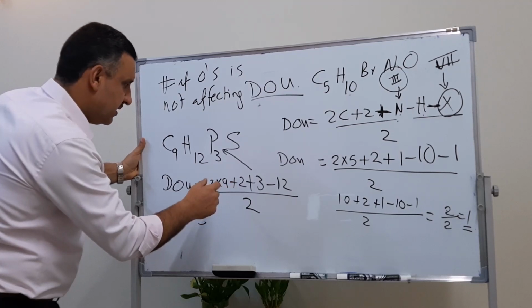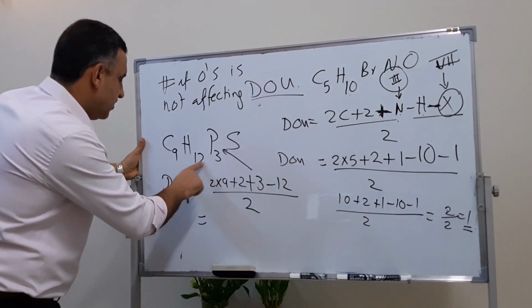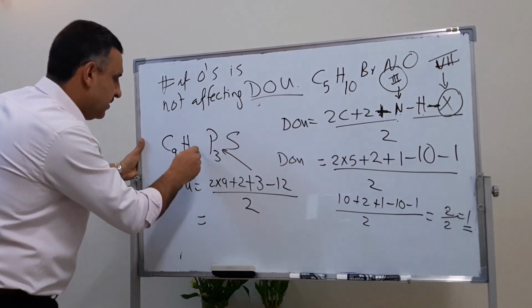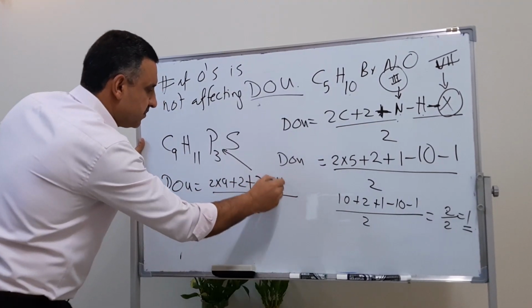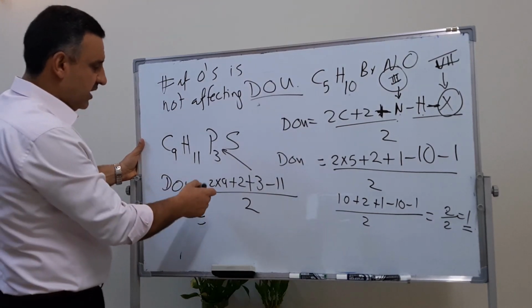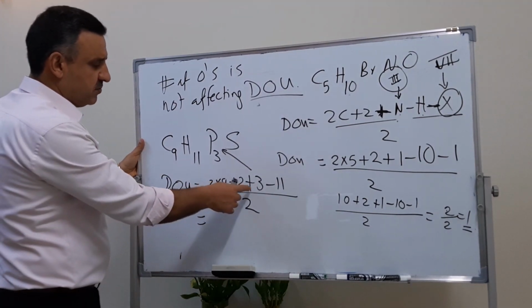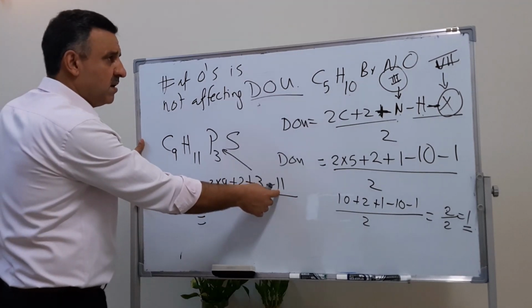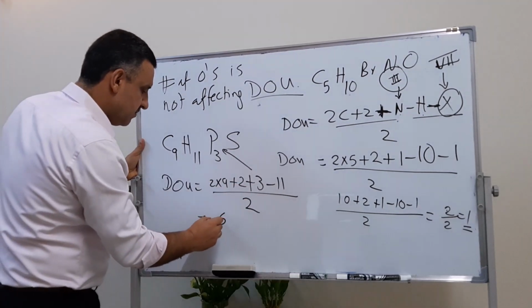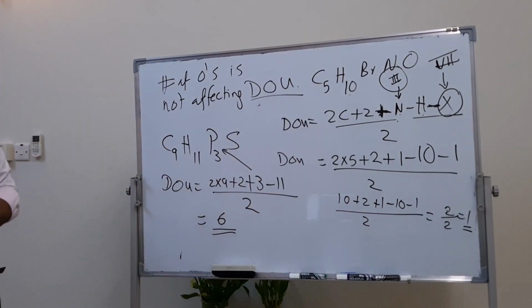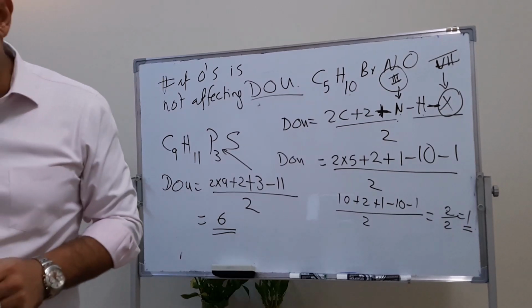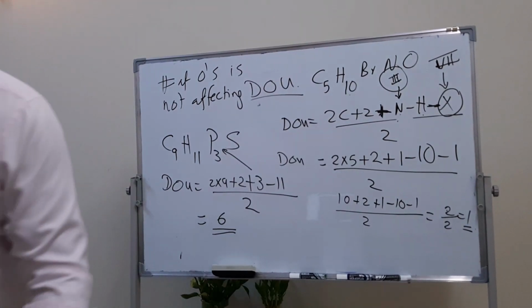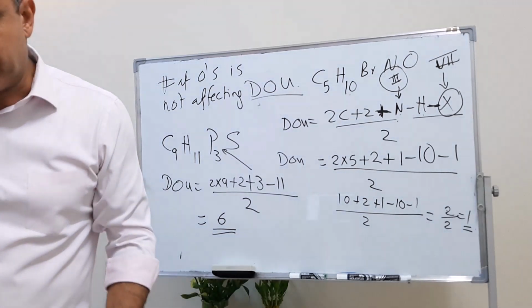Sorry, so this must be 11. Just make it 11 here in order to make the correct formula. So we have it minus 11. So again here, 18 plus 20, 23 minus 11, which is equal to 12 over 2, which means 6. The degree of unsaturation of this compound is equal to 6. Do you follow me? Is that clear, guys? Is that clear how to calculate the degree of unsaturation of any organic compound from its formula?